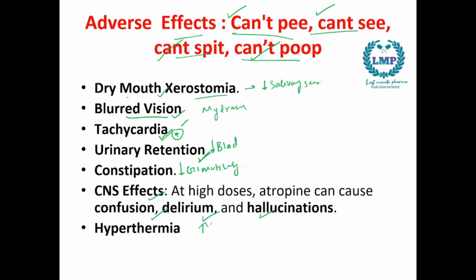Now this can cause an increase in temperature. Why an increase in temperature? Because my sweat glands will not be able to produce sweat, because of which my body cannot help in controlling my body temperature. If there is heat outside, this can cause hyperthermia, or an increase in body temperature, because sweating does not take place when you take this drug. Okay, so I hope it is clear.